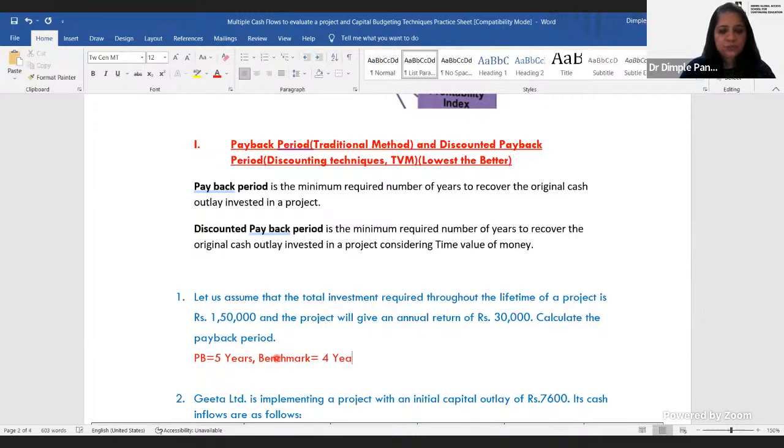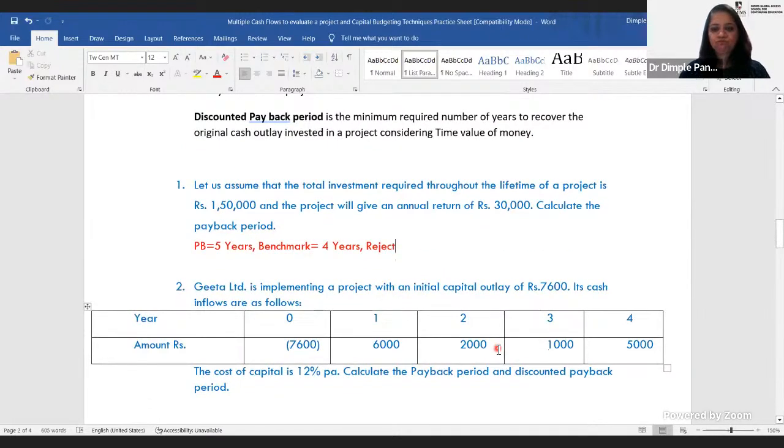Now, in this scenario, would you select this particular project where the project is giving you 5 years payback, but the management decides that the benchmark payback is going to be 4 years? So what would you do? You would definitely reject this particular project because it does not fall in your timelines, right?